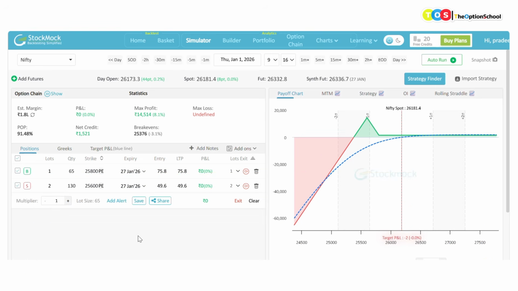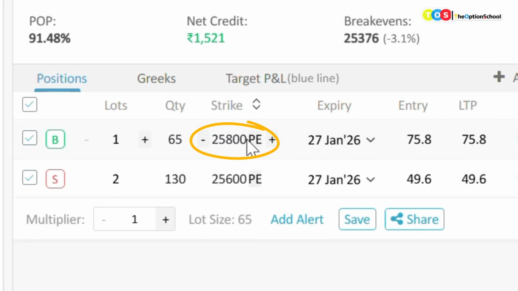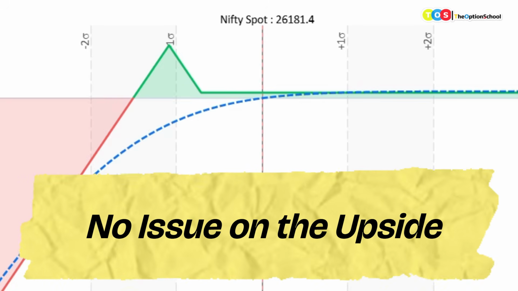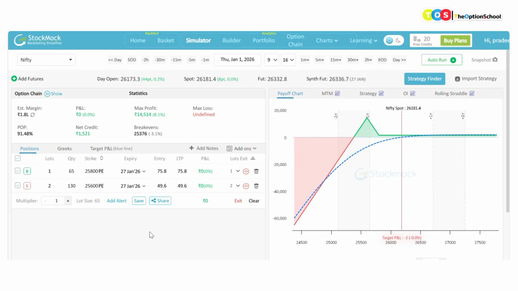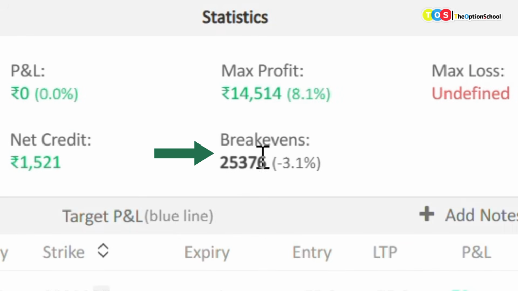Now in put ratio spread, as long as market is moving up, which right now spot is showing us 26,181, or as long as market is above 25,800, which is my purchased put, I need not worry because on the upside there is no issue in this trade. The trade will become seriously problematic in case market tanks down below 25,376, which is the break even.